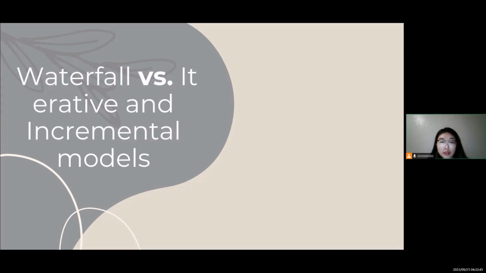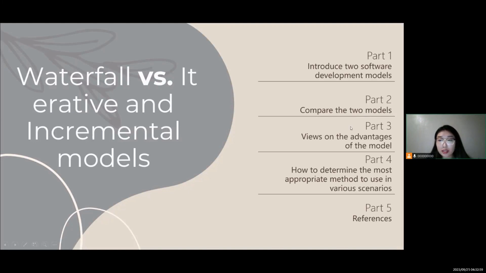Hello everyone. The topic of my presentation today is waterfall with iterative and incremental models. My presentation is mainly divided into 5 parts. And let us see here.